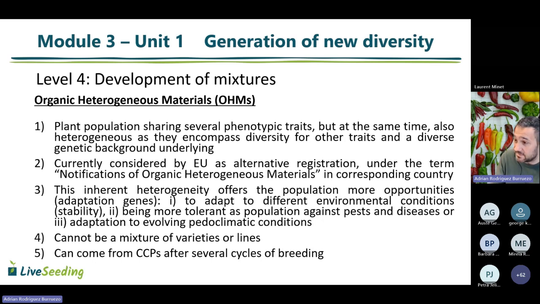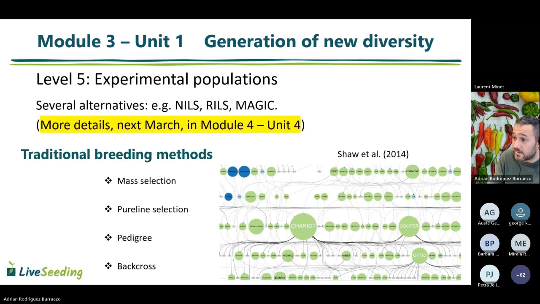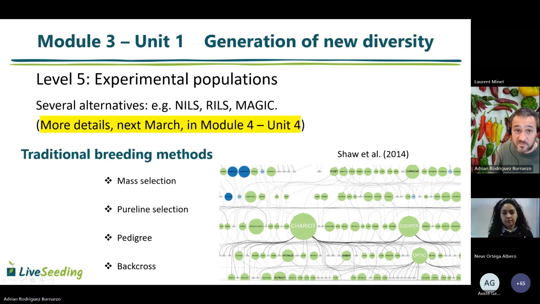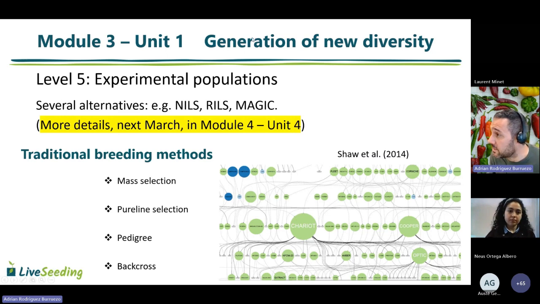Okay, and this is all from my side, because now it's time for my colleague Neus, who will explain the level 5 experimental populations and their potential uses in organic breeding. Let me a moment, because I will silence.